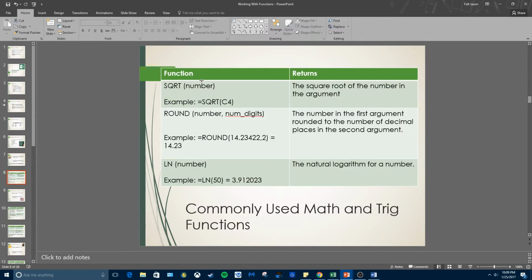There are other ones too. We've got SQRT, which is your square root, ROUND, and the logarithm. Okay?